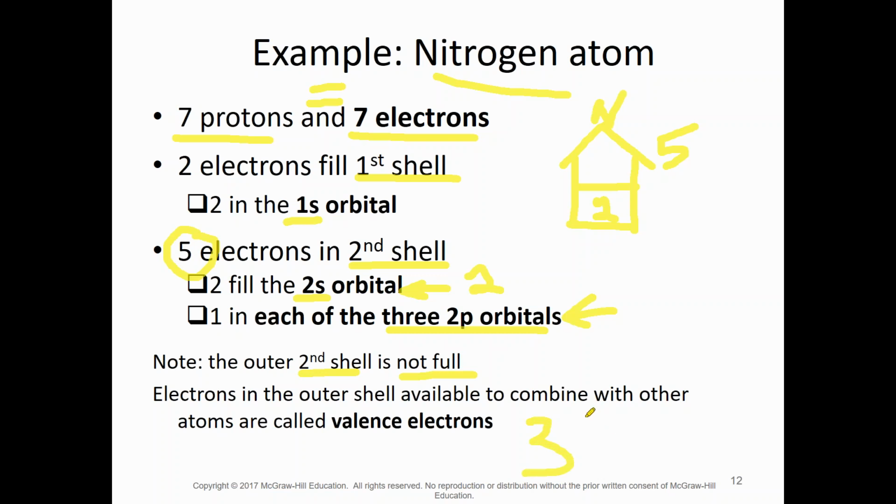You see? So you might want to just note this: the electrons in the upper floor, whatever your upper floor happens to be, those electrons are called valence electrons. So for nitrogen, how many valence electrons are there? That's right, for nitrogen there are 5 valence electrons. So again, valence electrons just means the number of electrons in the outermost shell or the uppermost floor.